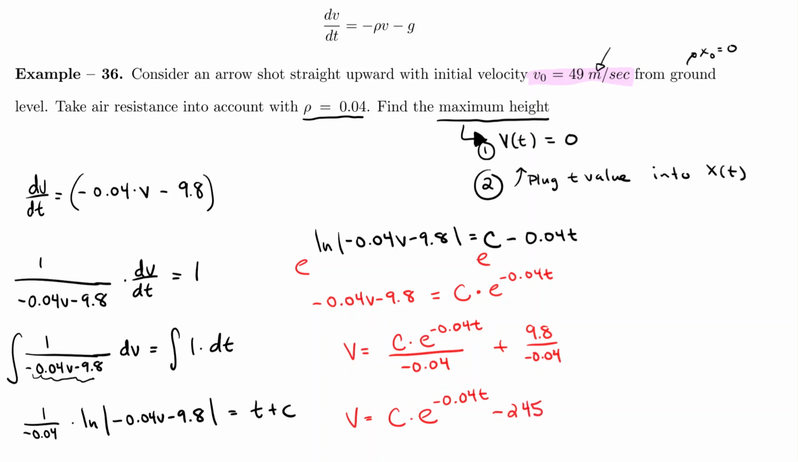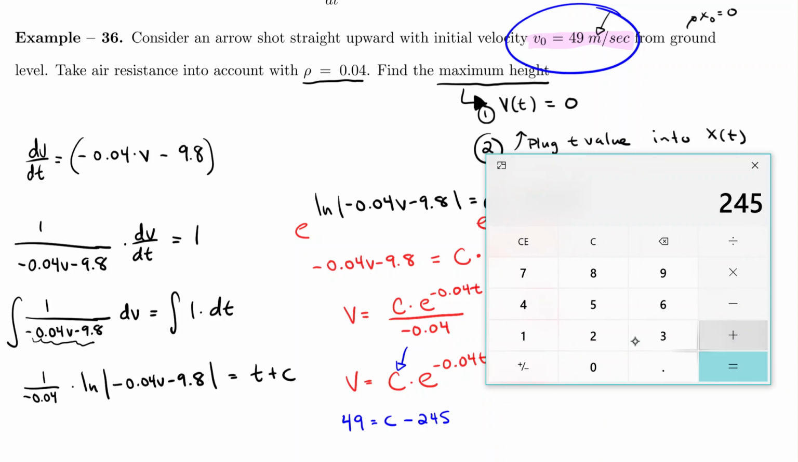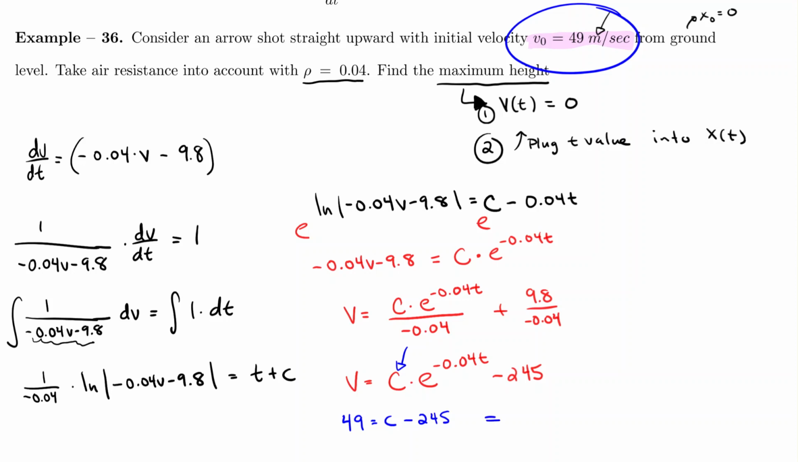So in order to find the maximum height, we're going to set our velocity equal to 0. I guess before we do that, we need to figure out what this c value is, and that's going to come from our initial velocity. So when t is 0, e to the 0 becomes 1. We get 49 equals c minus 245. Add 245 to both sides, and we see c should be 294. And that will give us our velocity equation.